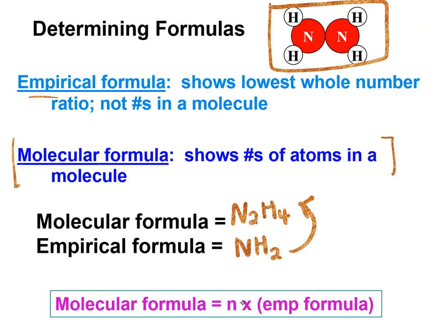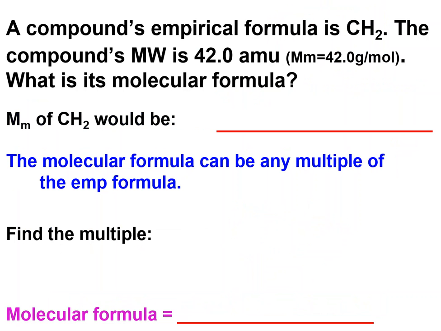Notice that the molecular formula is always some integer times the empirical. So in this case, what is that? It's a 2. So let's see how we can go between having an empirical formula, the lowest whole number ratio, and figuring out what the real molecular formula is.